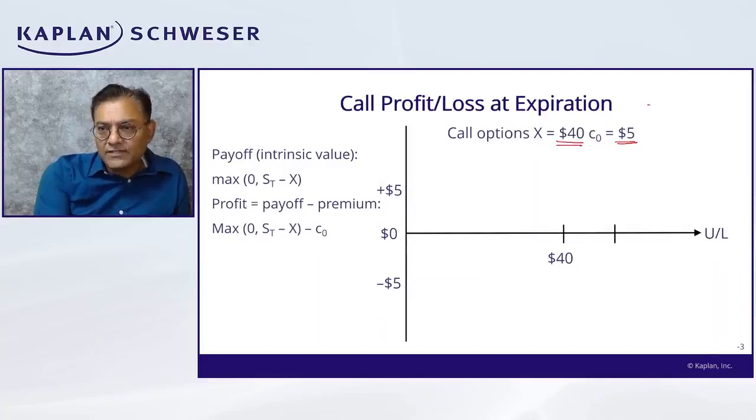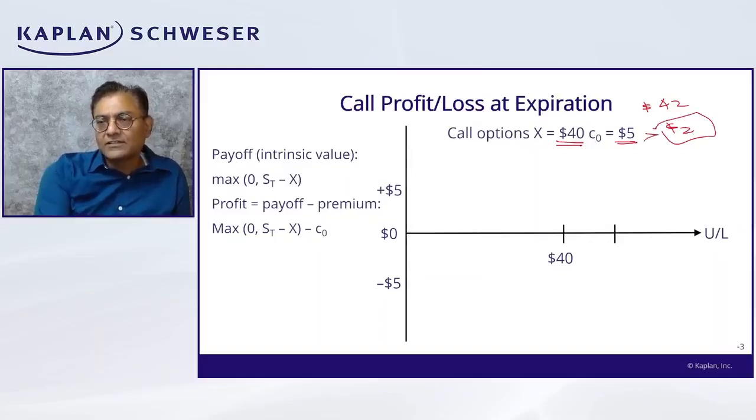If it goes to, let's say, $42, yeah, you are making $2 upon exercise, but that $2 is less than the price you paid up front, the $5 premium. Now, this payoff example ignores the time value of money, ignores the fact that you pay a premium up front and your settlement is at option maturity or option expiration. So we are going to ignore the time value for these kind of payoff diagrams.